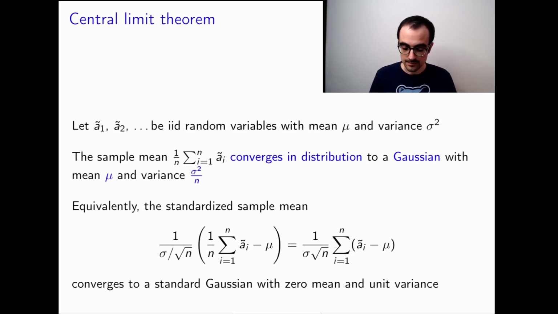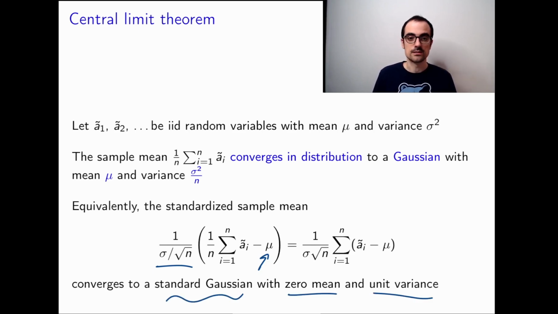Equivalently, if we subtract the mean and then we divide by the standard deviation of the sample mean, we get something that is a standard Gaussian with zero mean and unit variance. That's the central limit theorem.